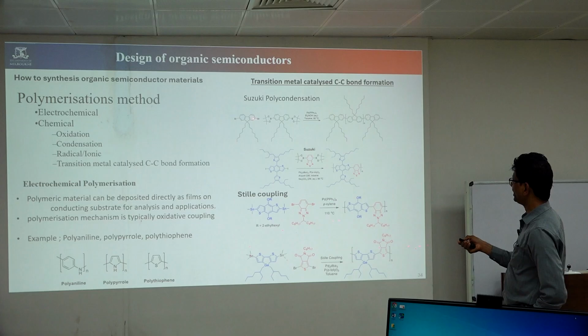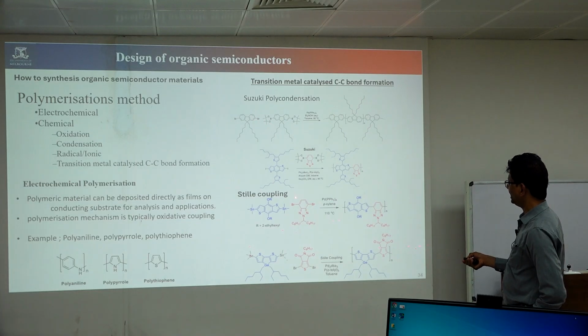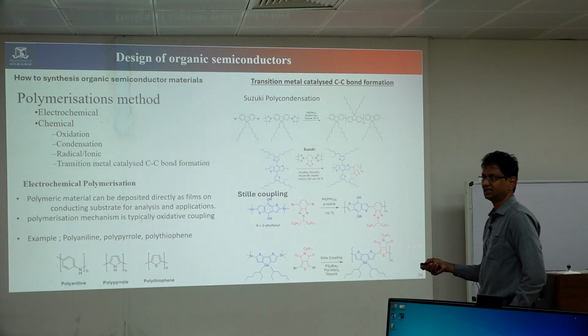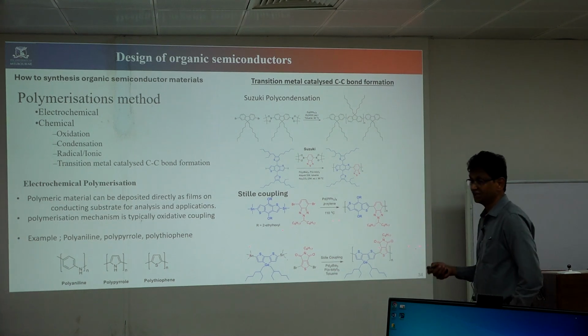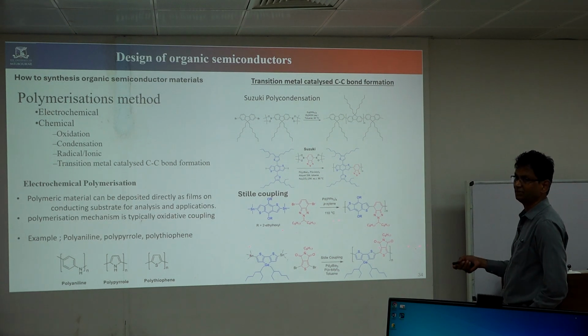Okay, there's a lot of mechanism inside this, you will know. In another one, Stille coupling, the tin group reacts with the halogen group, the bromine group, and then the CC bond will couple like this. So these are some of the synthetic approaches to make conjugated polymers. Okay, these are some of the methods people use.